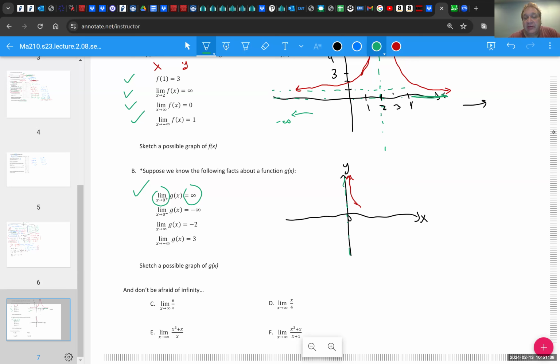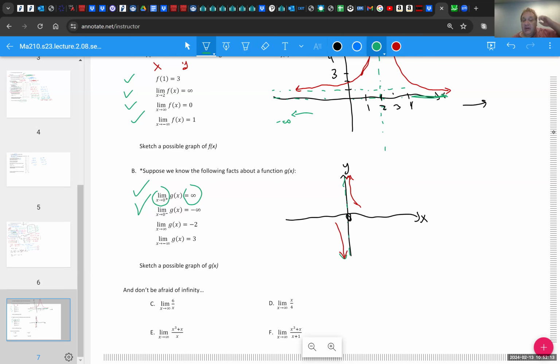Second criteria says when x approaches 0 from the left, then the value of the function is negative infinity. So negative infinity is down, down, down, right? The y value is negative infinity. So I'm going to represent that in red like this. So we have y going off to infinity when x is approaching 0 from the right-hand side, and y going off to negative infinity when x is approaching 0 from the left-hand side. All right. Second piece of information incorporated into my picture.